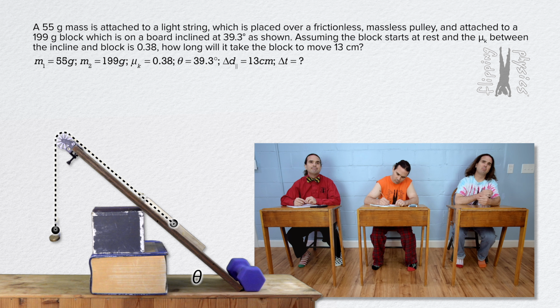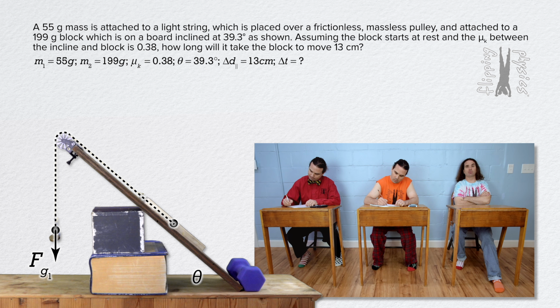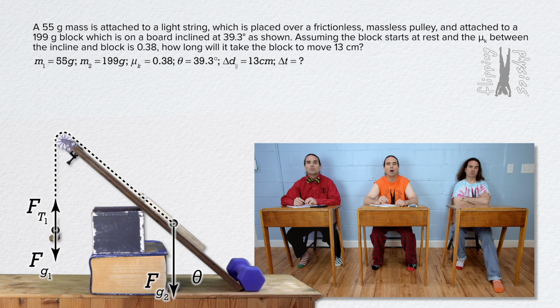All right. Mass 1 has a force of gravity acting straight down on it, force of gravity 1. Mass 1 also has a force of tension acting on it, straight up on it, force of tension 1. Mass 2 has a force of gravity acting straight down on it, force of gravity 2. There is a normal force on mass 2, which is up and perpendicular to the incline.